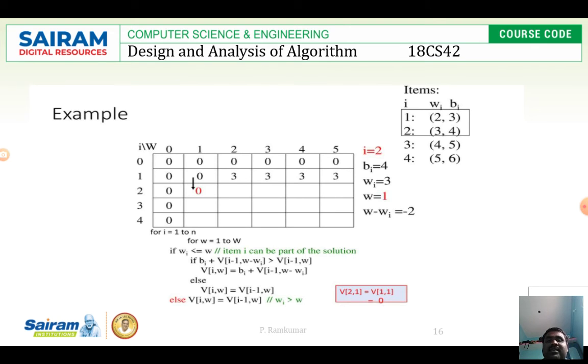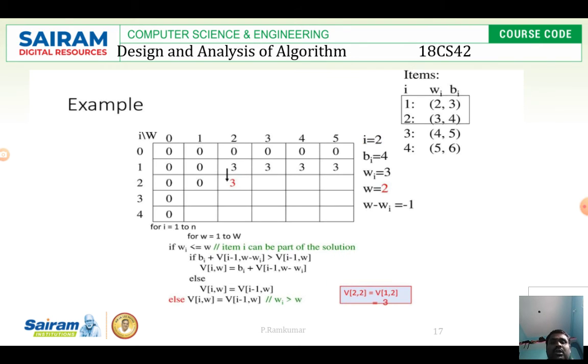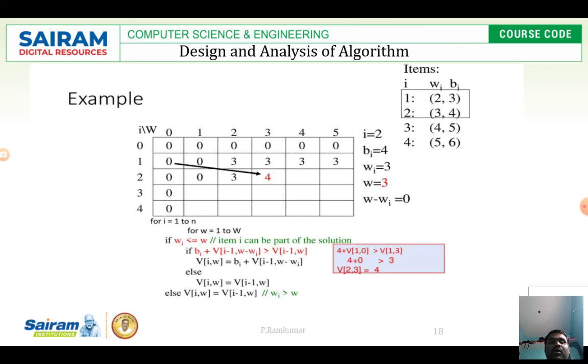So according to that, for the second object the weight is 3. So at 2, 3 I can write 4. Before that I can write the previous rows' values. So 0, 3. Next 4 will be written. Okay. Next I can combine the values. When I combine the values, weight of 2 plus 3 will be 5. So in the fifth column I can write 3 plus 4.